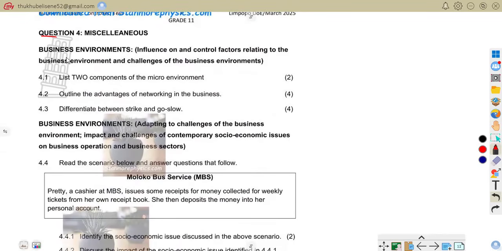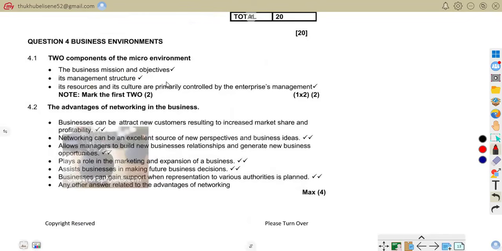We're going to talk about miscellaneous business environment's influence on and control factors relating to business environment and challenges of the business environments. So 4.1, the first question says list 2 components of the micro environment. So here we are on our answers. 2 components of microenvironment, that is the business mission and objectives, its management structure, the resources and its culture, primarily controlled by the entrepreneurs management.